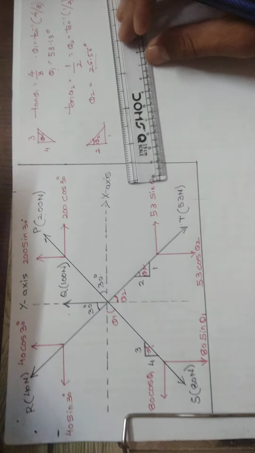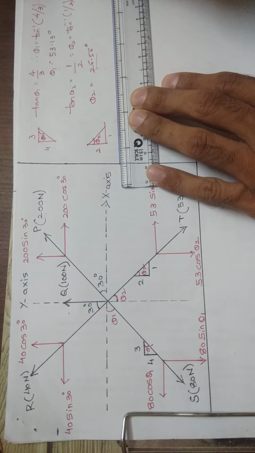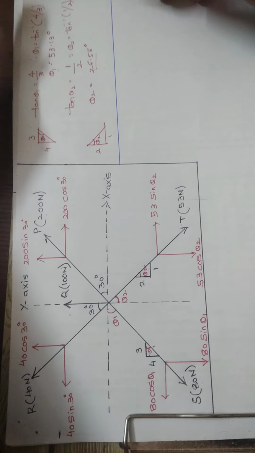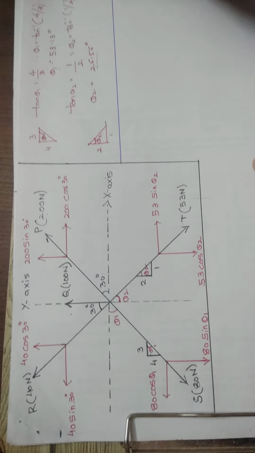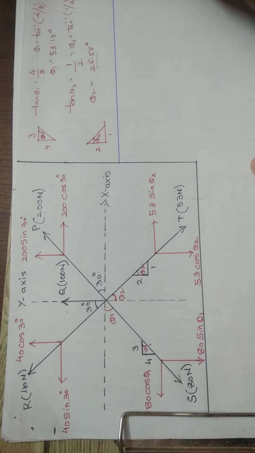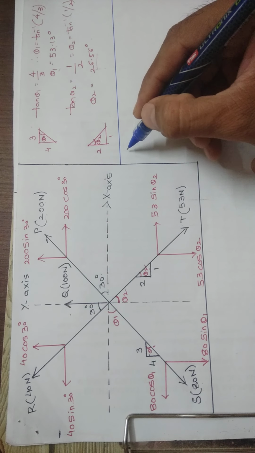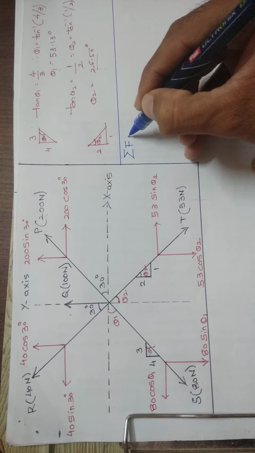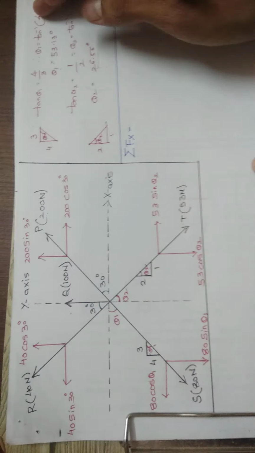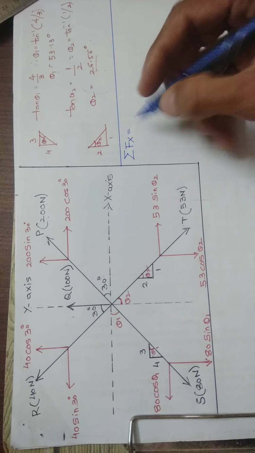What is next to be calculated? Next, the important thing is that we will find the resultant. In order to find the resultant for this figure, one by one we will first add all the x components, next add all the y components, and then find the resultant. So first I am finding the x component. The summation of Fx is equal to the summation of all x components. We will find all the x components first.